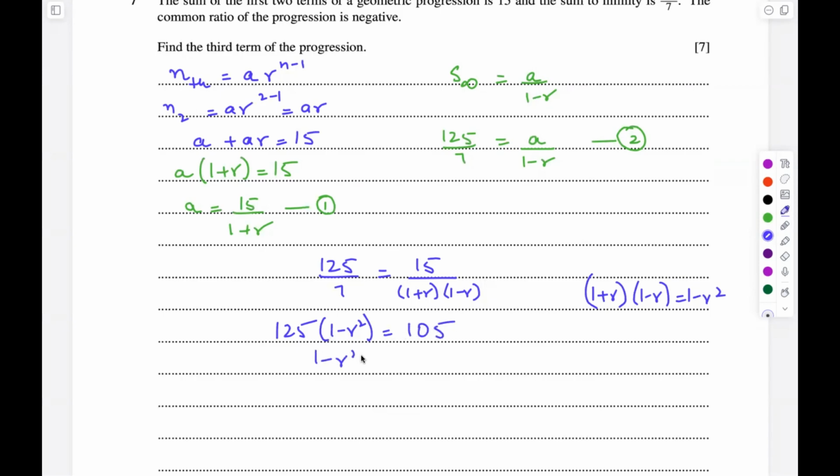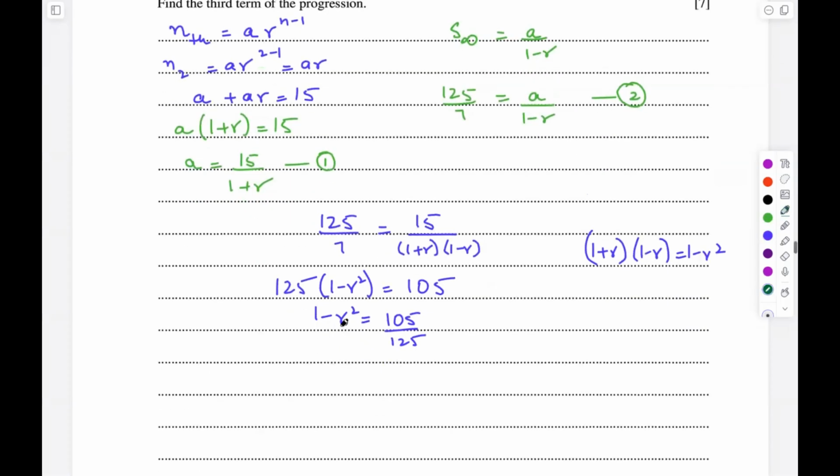So 1 minus r squared will be 105 upon 125, which we can now simplify. Taking the r squared on the right hand side, r squared will be equal to 1 minus 105 upon 125. Taking the LCM, this will become 125 minus 105, so this will become 20 upon 125. Dividing by 5, this will become 4 upon 25.